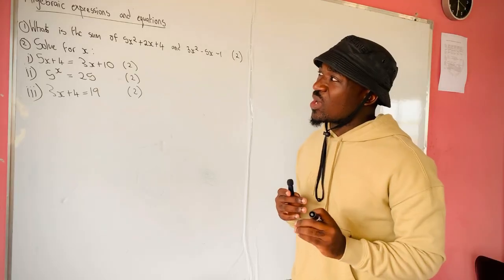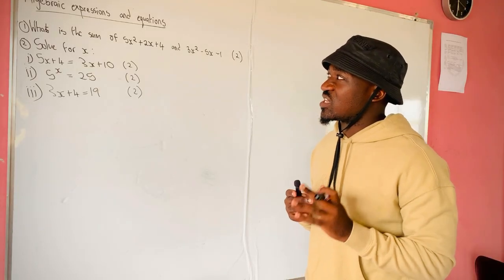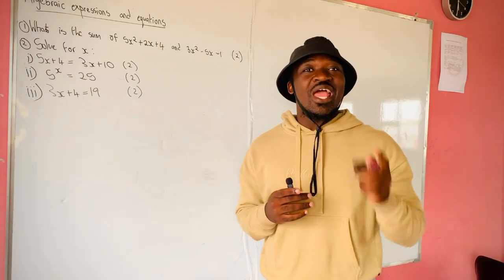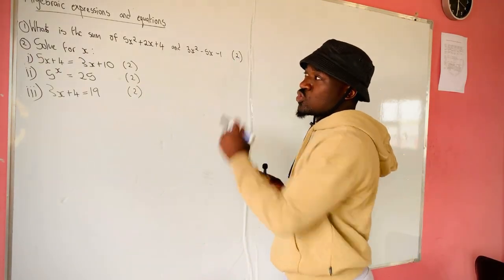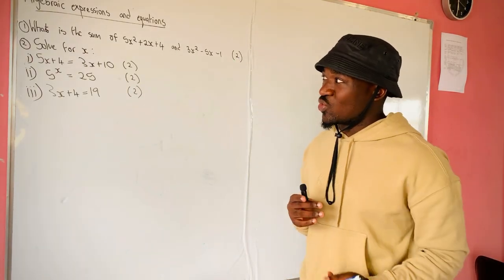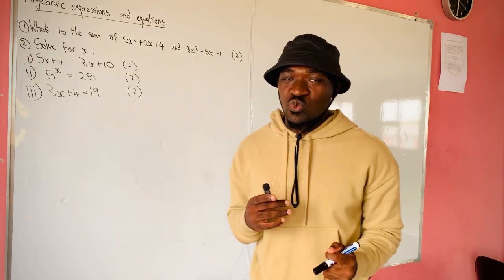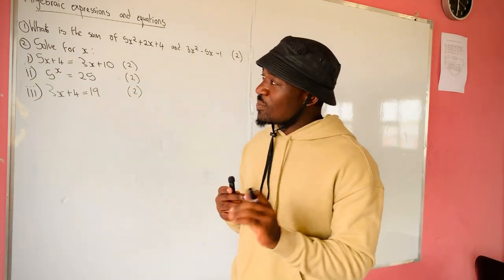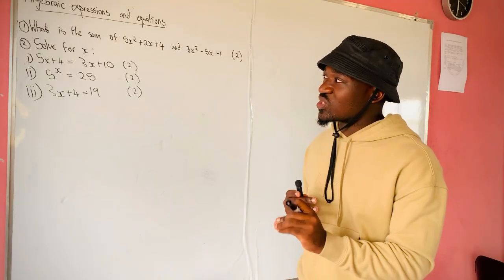So when you look at number one, it simply says what is the sum of 5x squared plus 2x plus 4 and 3x squared minus 5x minus 1. And you can simply see that you capture 2 marks if you get it correct. Then we move to number 2. It simply says solve for x. There is number 1 there, Roman figure 1: 5x plus 4 equals 3x plus 10.